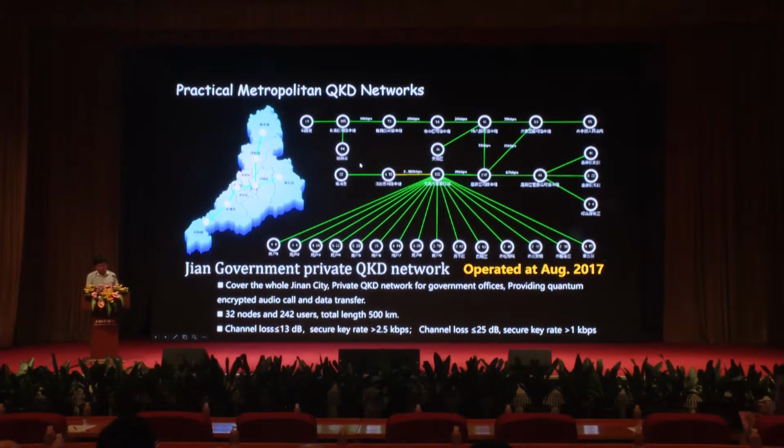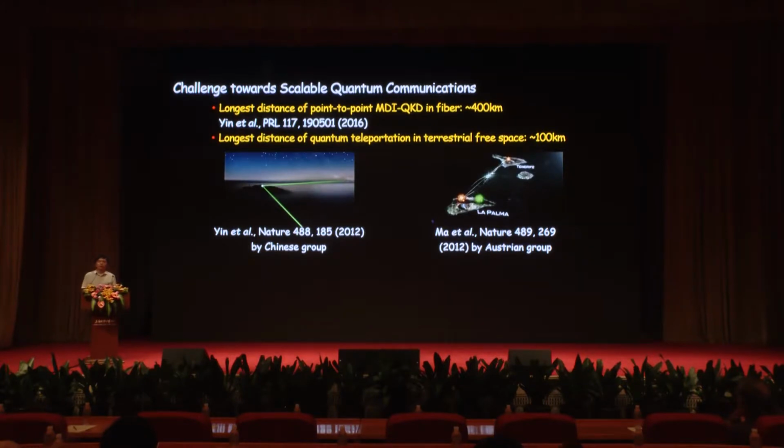And also, this is the newly launched Jinan network from last year. It covers the whole Jinan city for government offices, providing quantum encrypted audio calls and video conferences, and it has 32 nodes and in total about 242 office users.